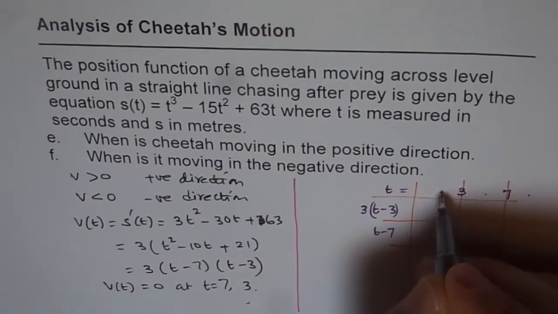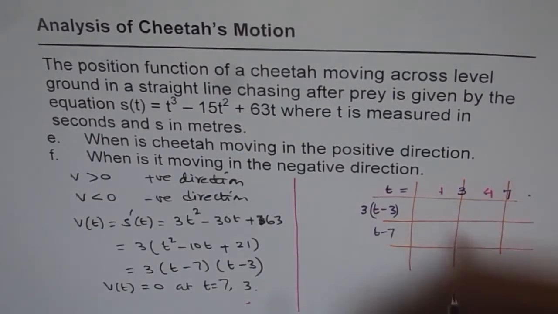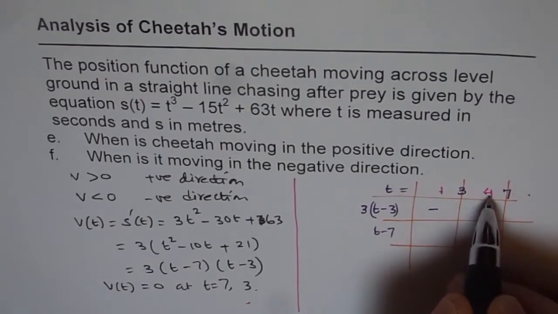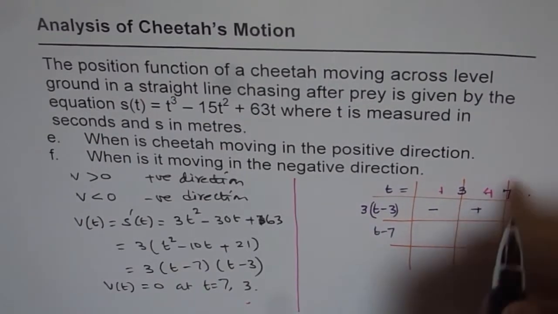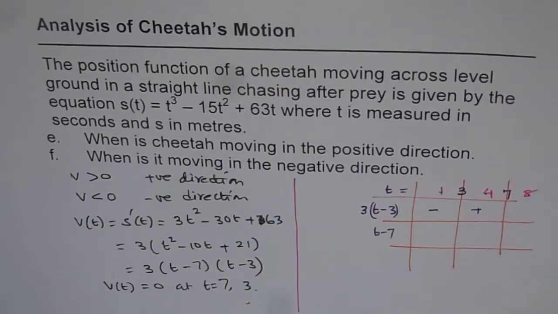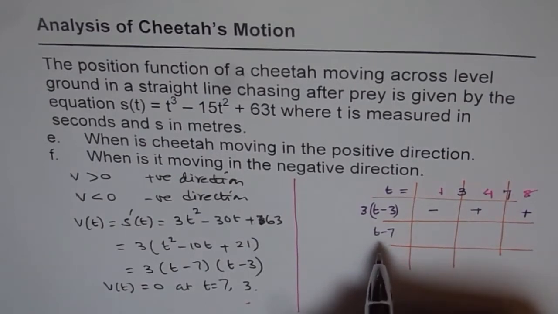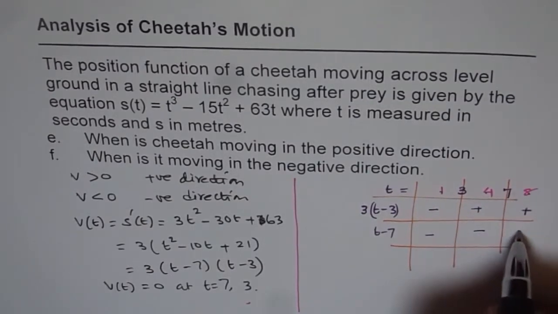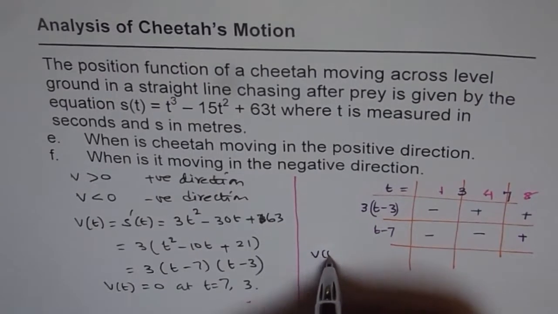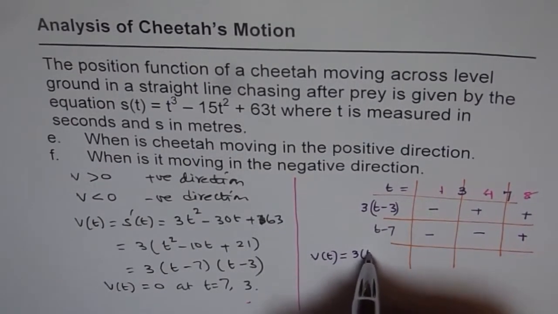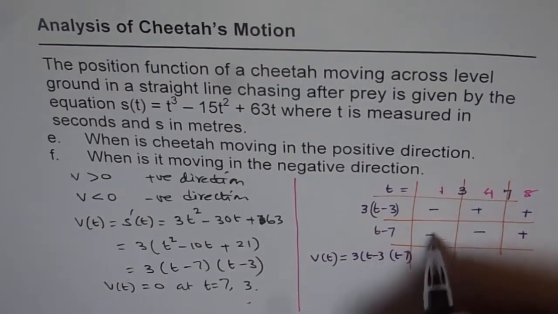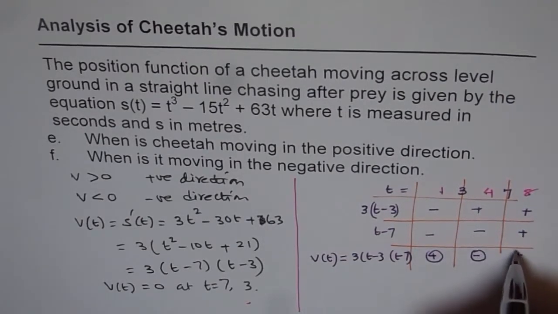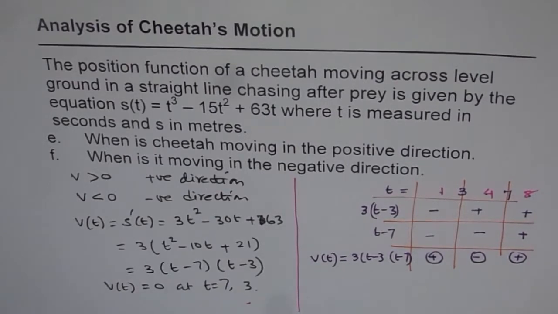So we can take a value which is 1, less than 3, and we can take the value 4, and 8 for more than 7. If I put 1 in the factor t - 3, it becomes negative; if I put 4, it becomes positive; and for 8 it is also positive. But for t - 7, when I put 1 it will be negative, for 4 it will be negative, and for 8 it is going to be positive. So v(t), which is the product of these, 3 times (t - 3)(t - 7): when you multiply two negatives, you get a positive. When you multiply a positive and a negative, you get a negative, and here you get a positive, correct?